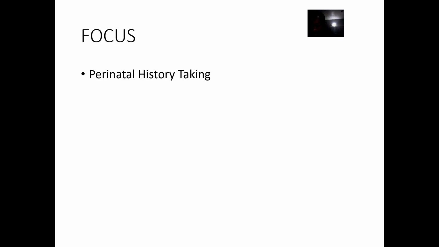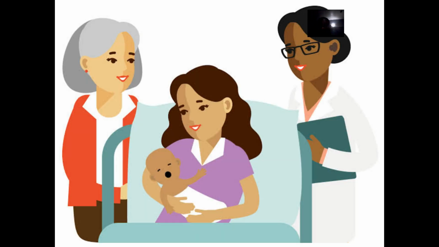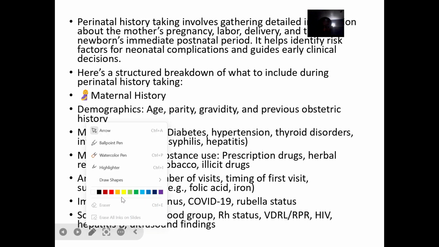Now we'll actually look at another type of medical history taking. So this is a perinatal medical history taking. When you say perinatal, peri is around, and natal is that time of pregnancy, delivery, and all of that. So with perinatal history, you're trying to ask around everything that happened before a child was born.